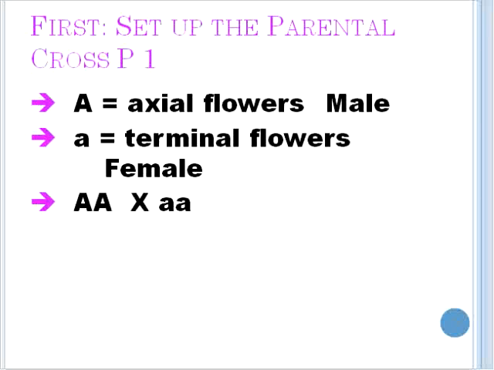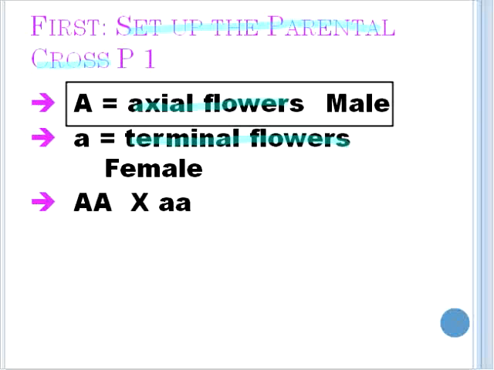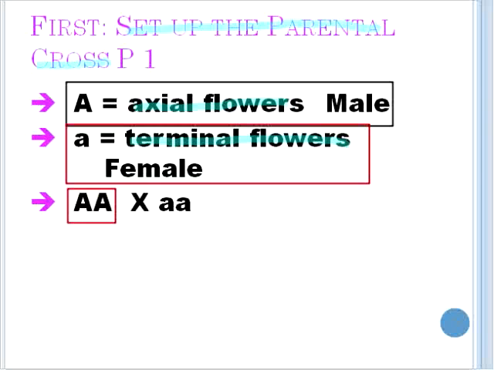With all of these crosses, beginning first with the monohybrid or single-trait cross, you have to initially set up the parental cross, or P1 generation. In this case, the example I'll work through will use axial flowers versus terminal flowers to be the trait in question. If we take a male axial and cross it with a female terminal, the cross would be as follows: big A for axial, cross with little a for terminal.